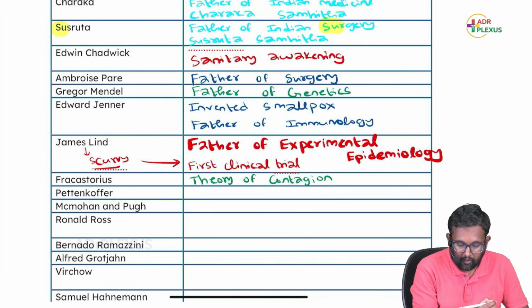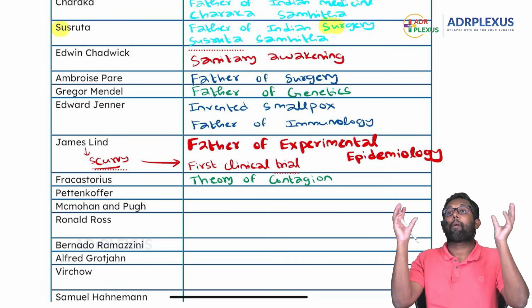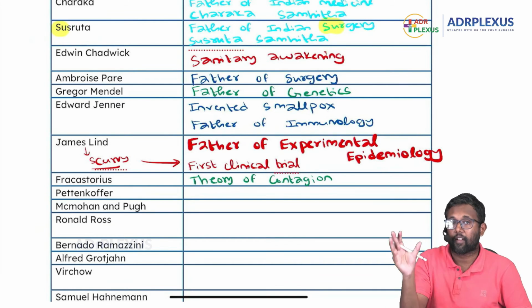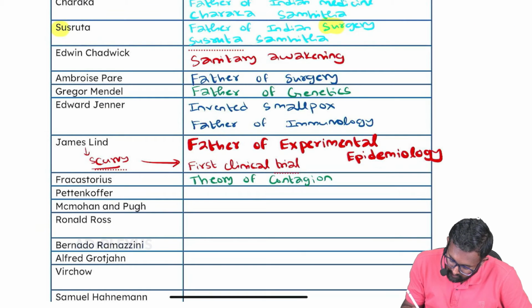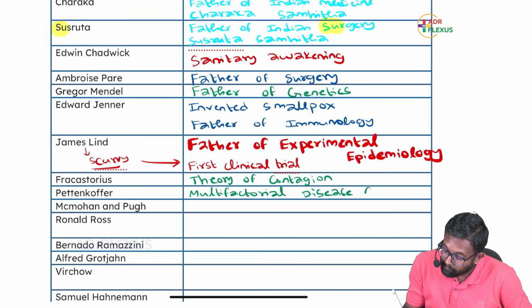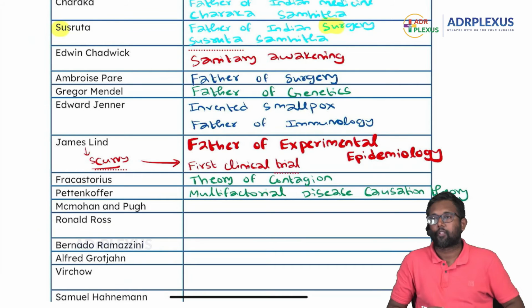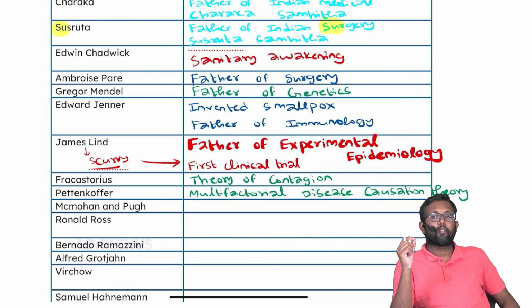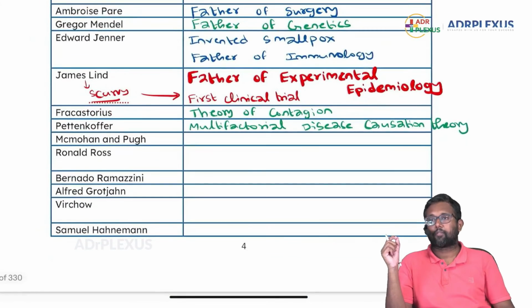Next, Pettenkofer. He told multiple factors are responsible for causing a disease. So it is called multifactorial causation theory. In order to cause one disease, we need to have multiple factors. So multifactorial disease causation theory is Pettenkofer.